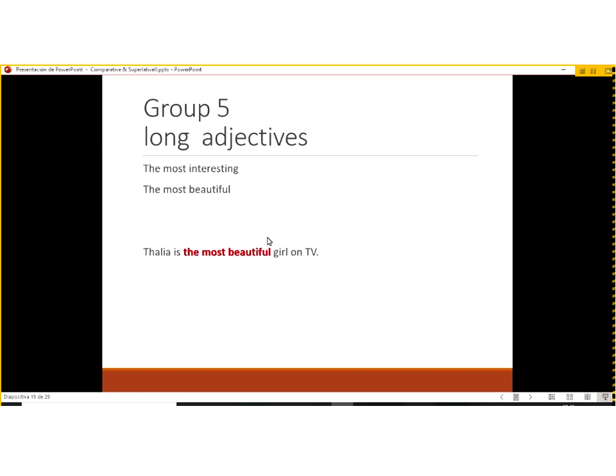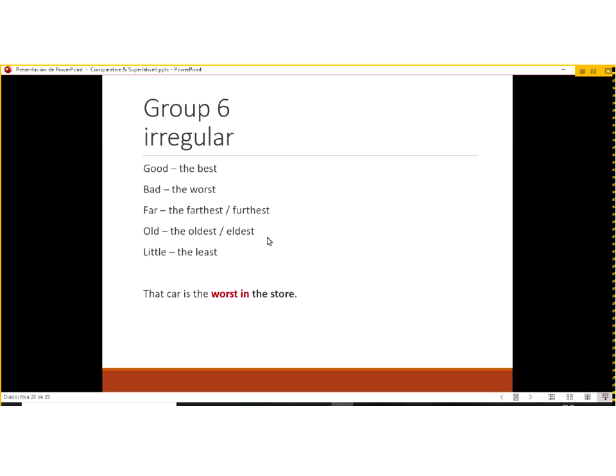Group 5, long adjectives. The most interesting, the most beautiful. Talia is the most beautiful girl on TV. Group 6, irregular. Good, the best. Bad, the worst. Far, the farthest, or the furthest. Okay, the pronunciation here is farthest, and here is furthest. Old, the oldest, or the eldest. Little, the least. Example, that car is the worst in the store.